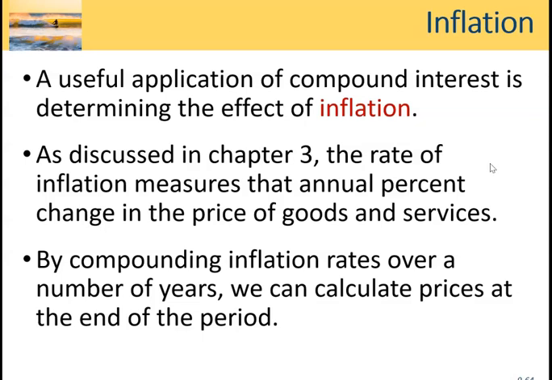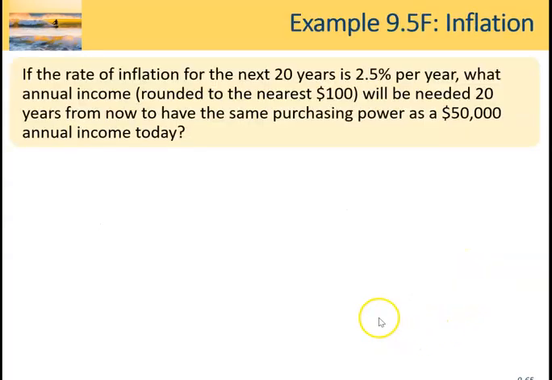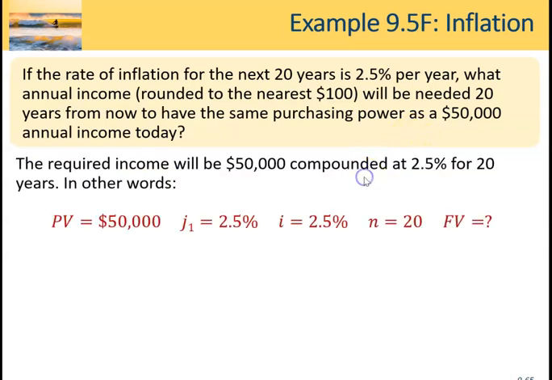Inflation. A useful application of compound interest is determining the effect of inflation. Okay, by compounding inflation rates over a number of years, we can calculate prices at the end of the period. So, if the rate of inflation for the next 20 years is 2.5% per year, what annual income, rounded to the nearest 100, will be needed 20 years from now to have the same purchasing power as 50,000 annual income today?